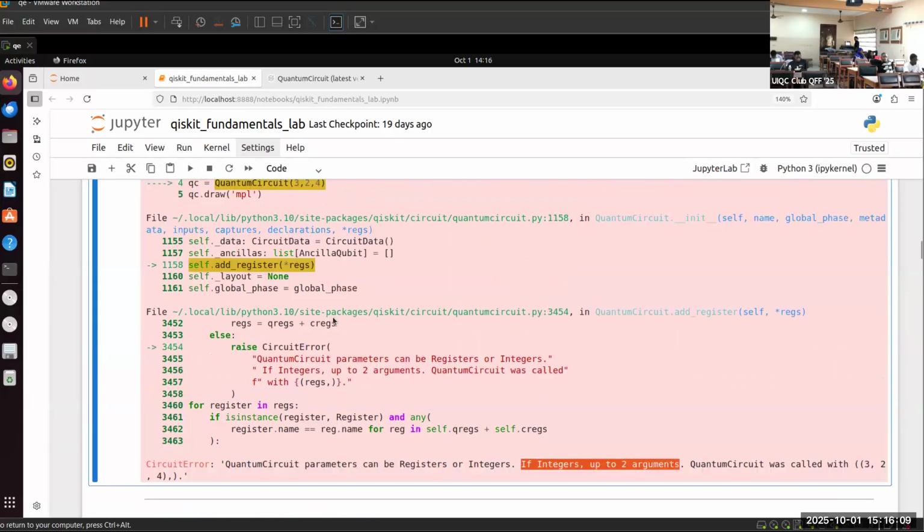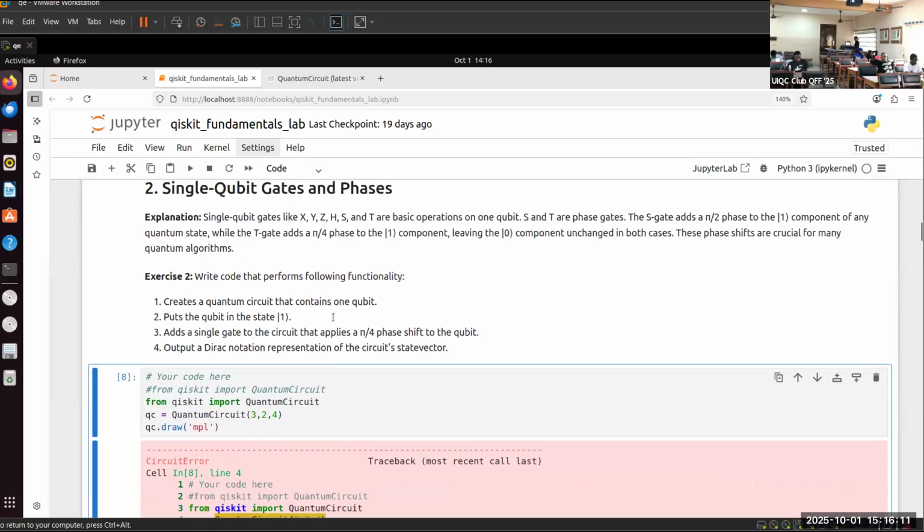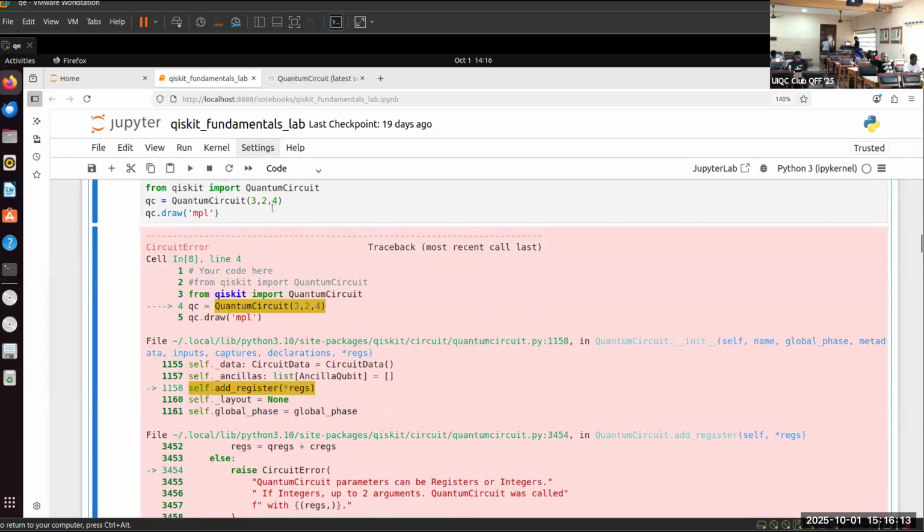This is not in line with what it was designed to do. Because we are providing integers, we cannot provide more than 2 inputs in this circuit. So I will only provide 3 and then 2. But what do the 3 and the 2 mean? The 3 is the number of qubits that we have, and the 2 is the number of classical bits that we have. The draw option is just to show what I am doing, because I want to see it in pictorial form.